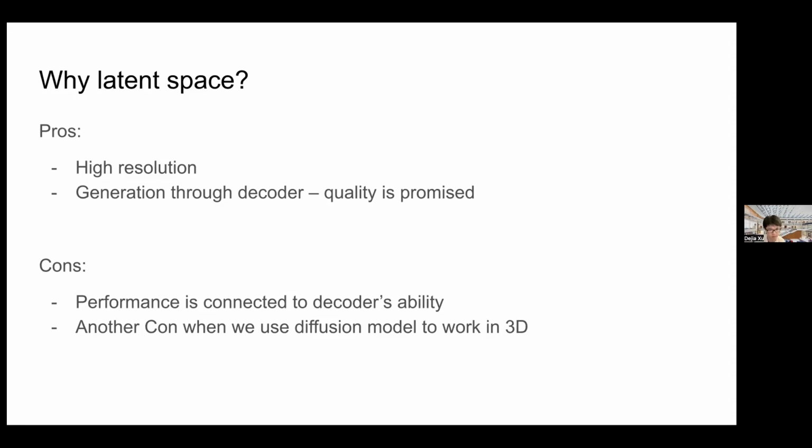Another disadvantage for latent space diffusion is that when we want to use diffusion models as priors, the latent encoder and decoder somehow distort the gradient, and it has been shown that the latent diffusion model doesn't work as well as the pixel space diffusion models in those types of tasks.